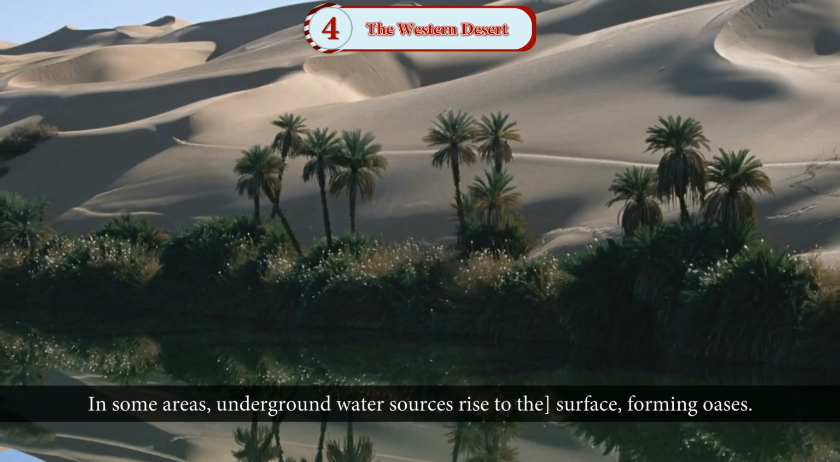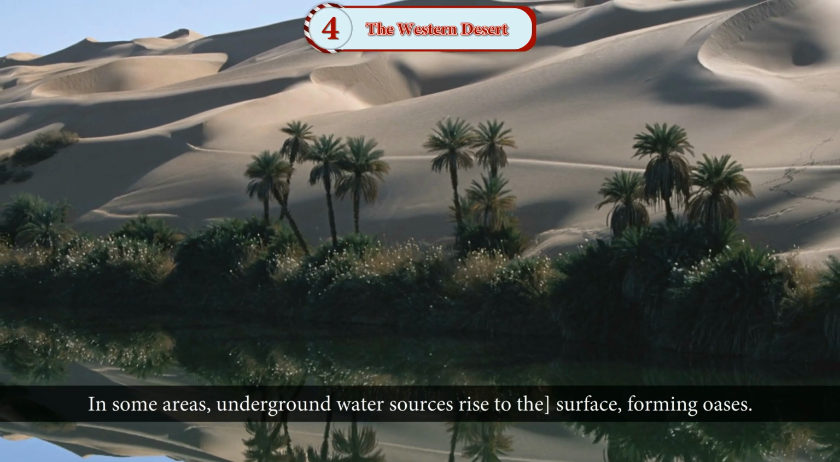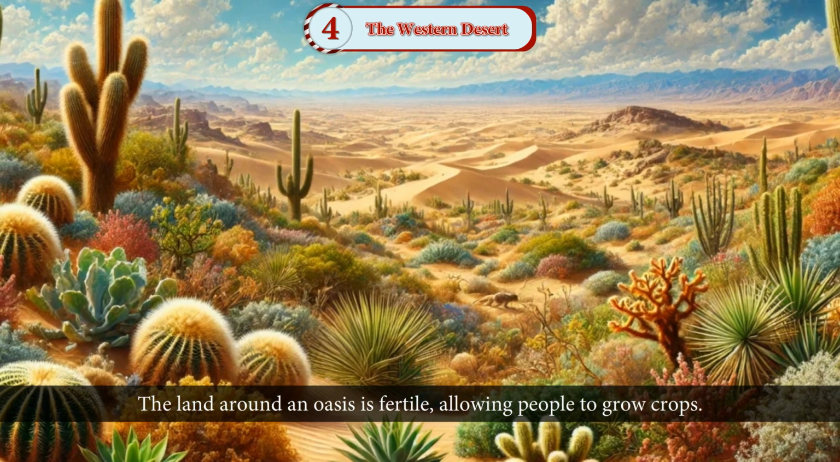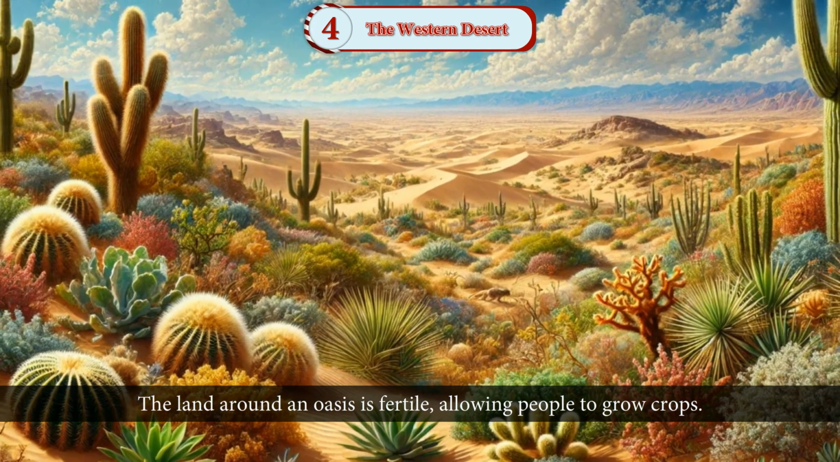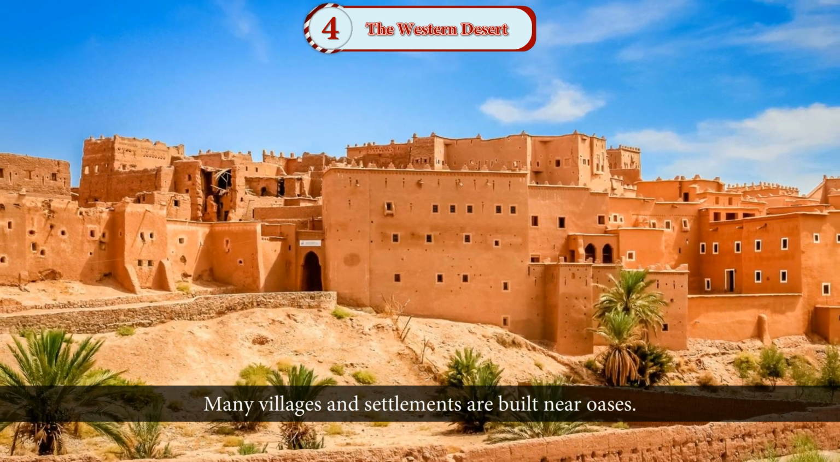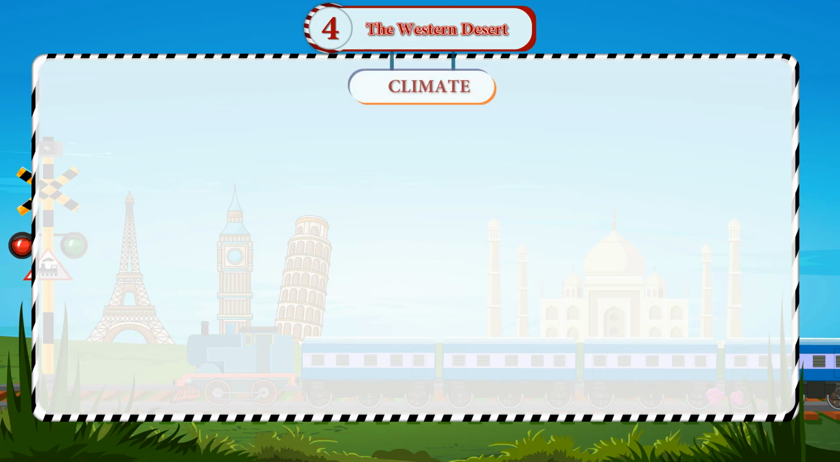In some areas, underground water sources rise to the surface, forming oases. The land around an oasis is fertile, allowing people to grow crops. Many villages and settlements are built near oases.